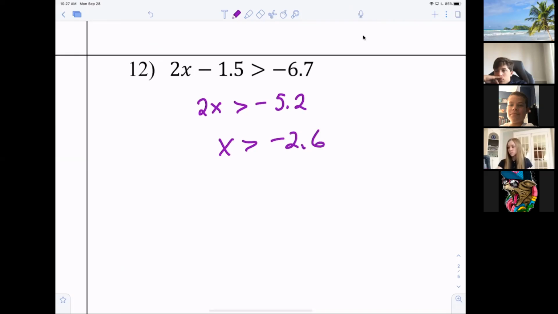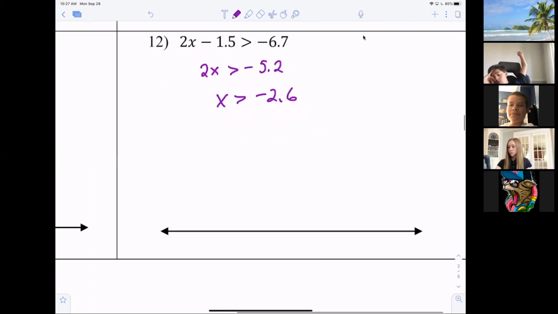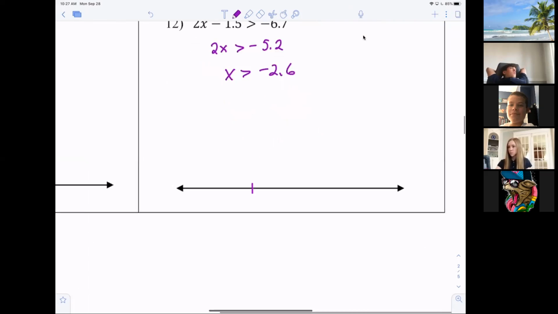Good job. All right. Now, let's go ahead. Negative 2.6, positive 2.6. What kind of dot? Solid or open? Cece, what is it? Open. Thank you. Which direction am I going? Yeah, that way. That would be the right way. All right.